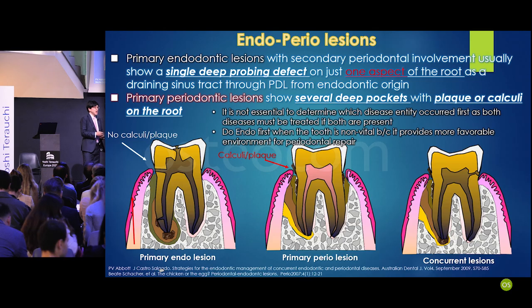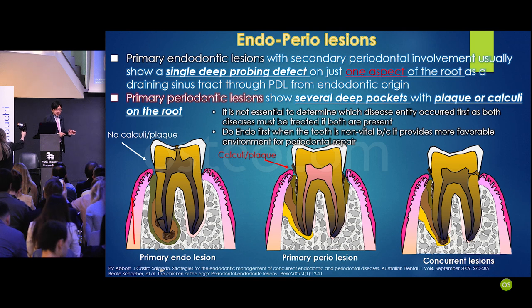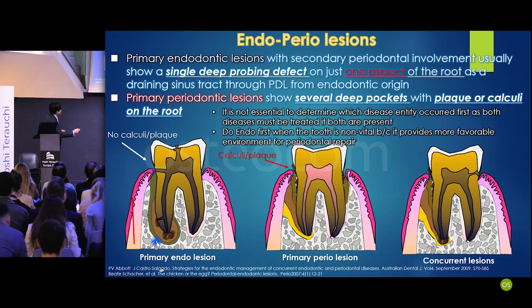So I have been talking about how to be accurate in making a diagnosis. So I want to make a differential diagnosis from periodontal lesions. Primary endodontic lesions with secondary periodontal involvement usually show a single deep probing defect on just one aspect of the root. For example, here you see an endo lesion. When the endo lesion develops, you see a deep, very narrow probing depth, only on one aspect.